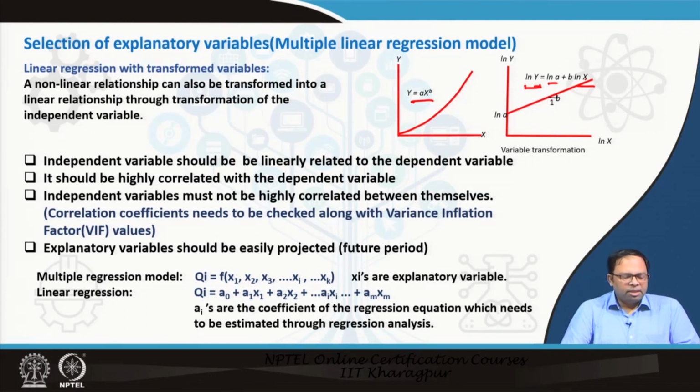And then the multiple linear regression model takes this form, where q_i equals, basically this is the form of the linear regression model. So, the a_i's are the coefficients of the regression equation which need to be estimated through regression analysis.